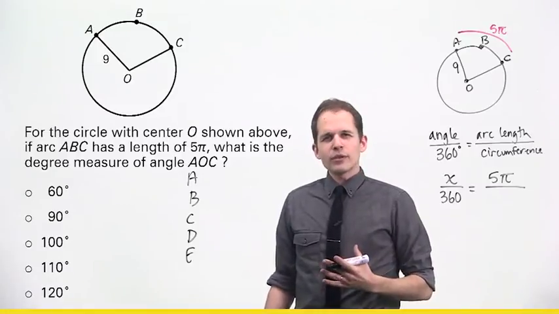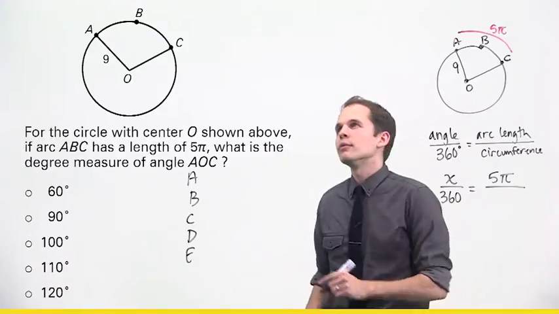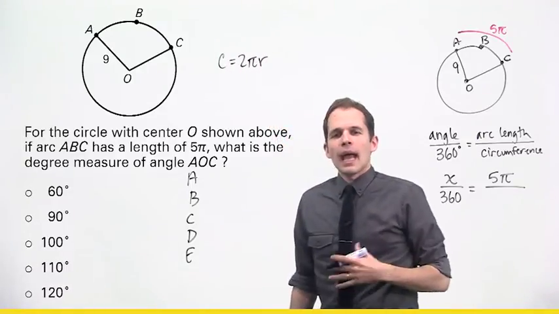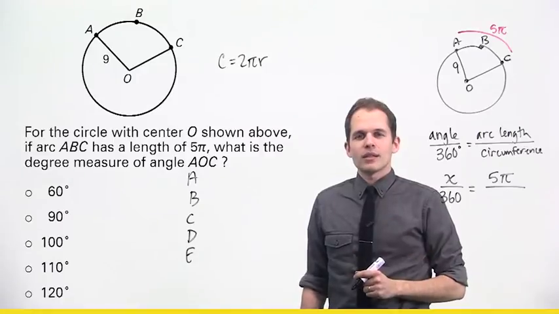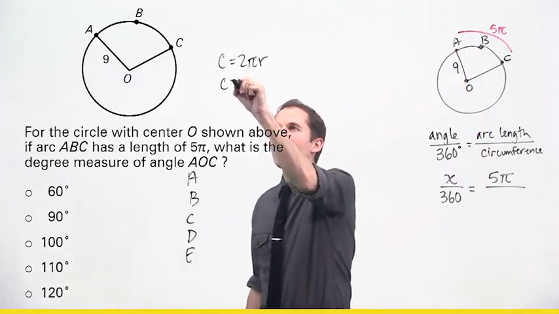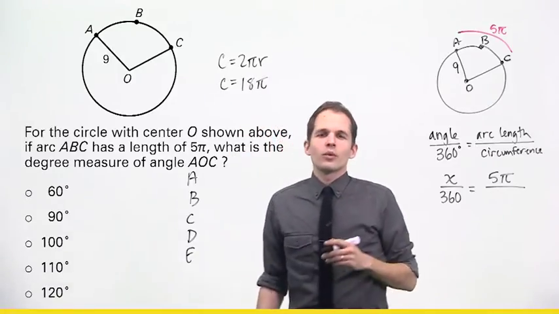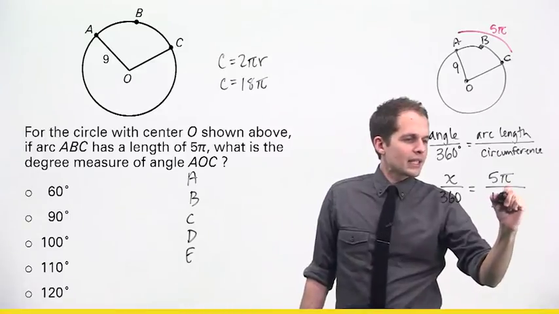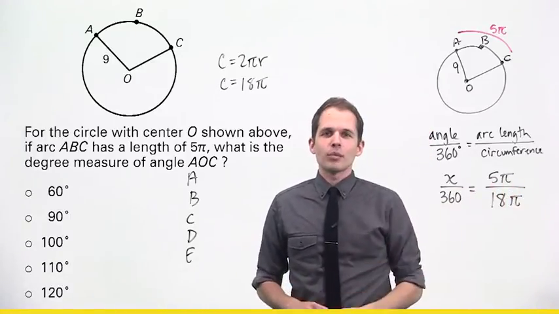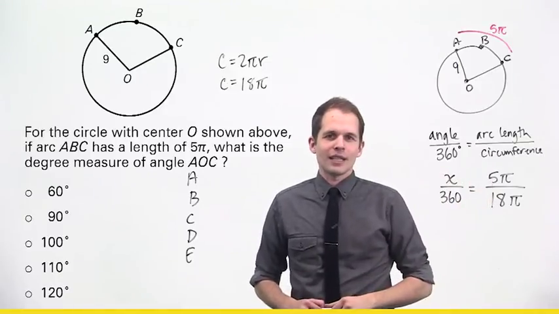Now, does it tell me the circumference? It doesn't say it, but the circumference involves a really simple formula. I could just say C equals 2 pi r. And if I have the r, then this is pretty easy to solve. And I do. The radius of this circle is 9. So when I put 9 in for r, I'll get 18 pi. So solving for the circumference will get me 18 pi. And now my formula has given me a basic proportion. X over 360 equals 5 pi over 18 pi.